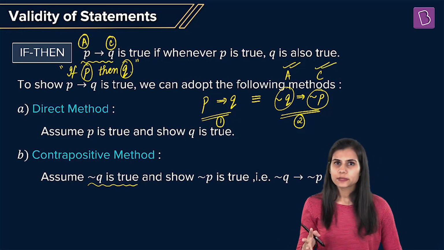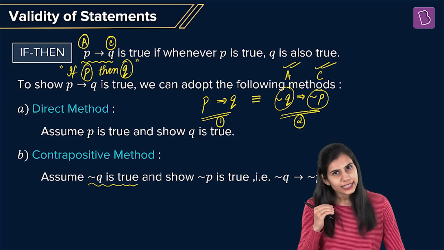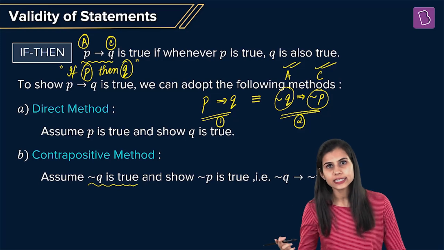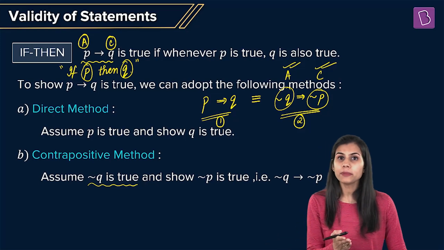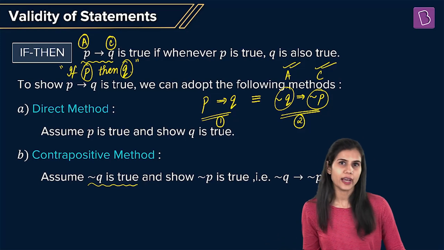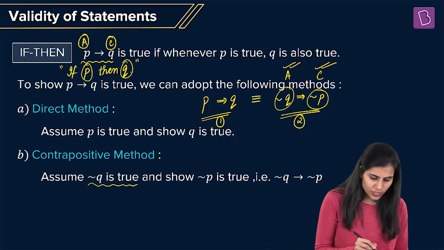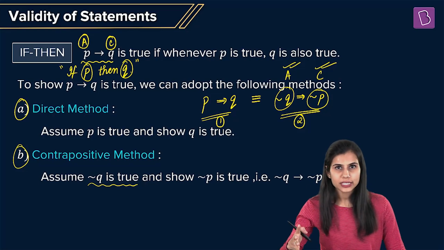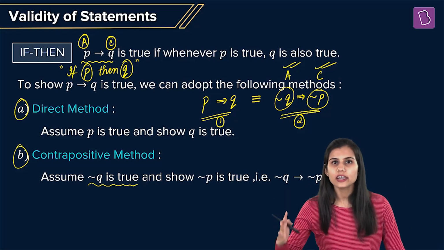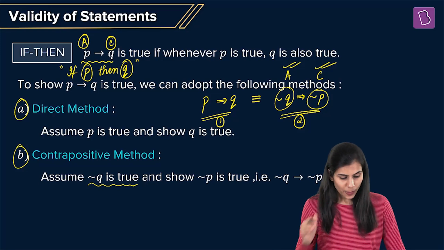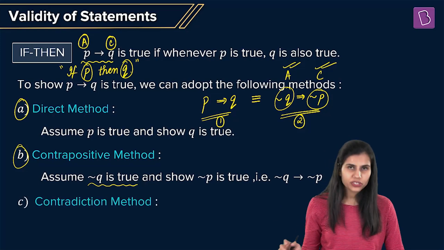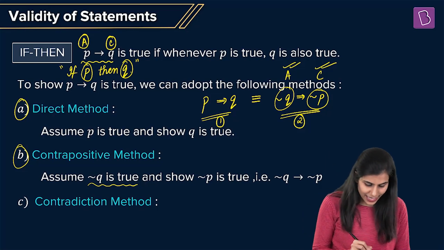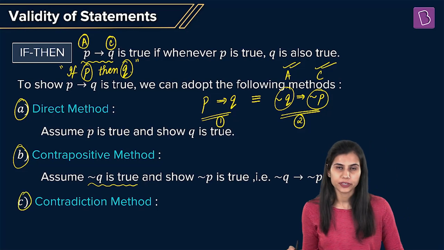If you're able to do this much, in the next step, you can definitely conclude that negation Q implies negation P is a valid statement, but this is equivalent to P implies Q, and hence P implies Q is valid. So either you can use the direct method or the contrapositive method to prove that a given conditional statement, which is your if-then implication, is a valid statement. Apart from these two, we also have a very interesting third method to check the validity of a conditional statement. It is called the contradiction method.